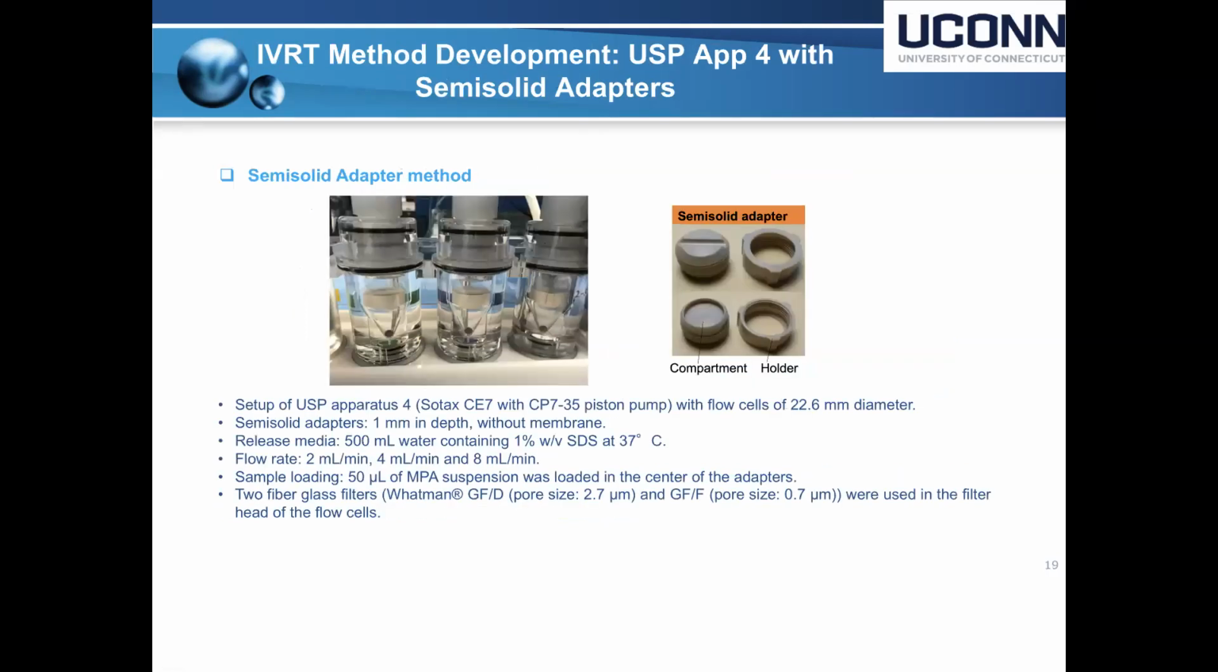And finally, we used the apparatus 4 method with semi-solid adapters. You can see here our semi-solid adapters and how they're assembled. And we don't put a membrane on the top of these, but we do obviously have membrane up here at the top. We have 2 glass fiber filters up at the top to prevent sample going out of the flow-through cells.